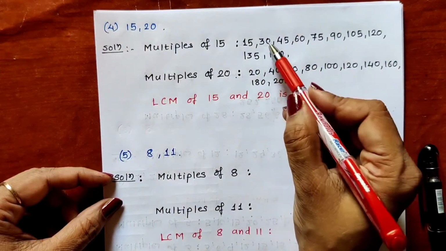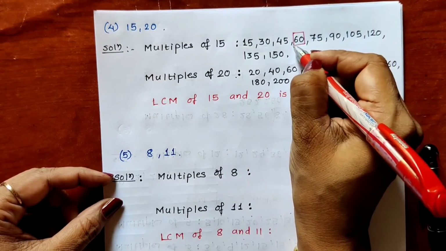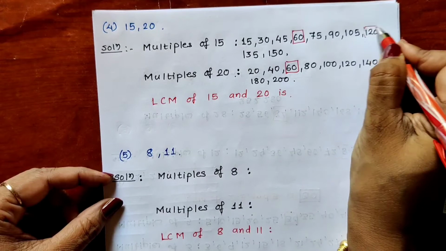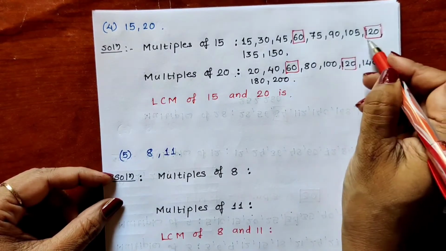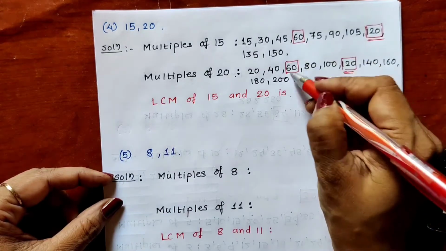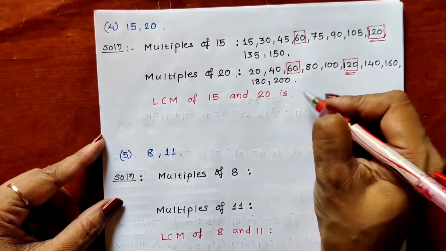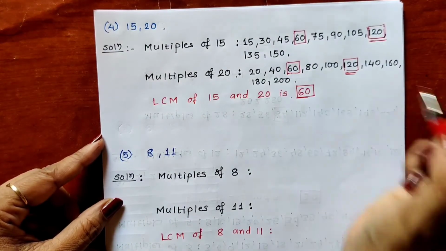20, 30, 40, 60. Yes, 60 I can see here. 60 is the least one. Okay, after that 120 is also there. We can see 120 is also a common multiple. But 60 is the smallest, 60 is the lowest, and that's why LCM is 60. LCM of 15 and 20 is 60.